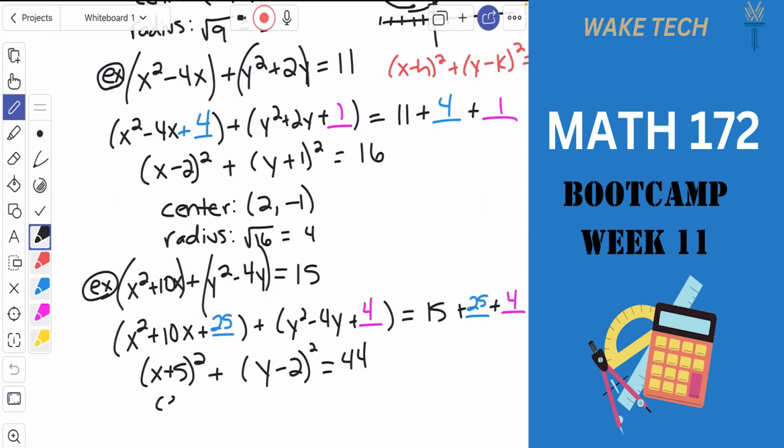So in terms of the center and radius, center is not going to be too bad. Radius either, I guess, but not a whole number anyway. The center is at -5, 2. The radius is the square root of 44, which is 2 times the square root of 11.